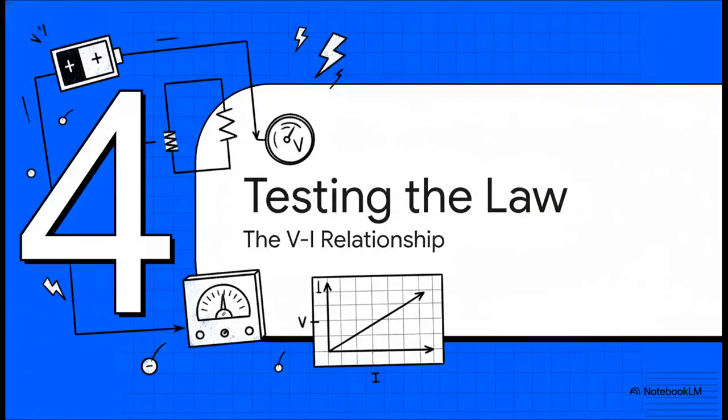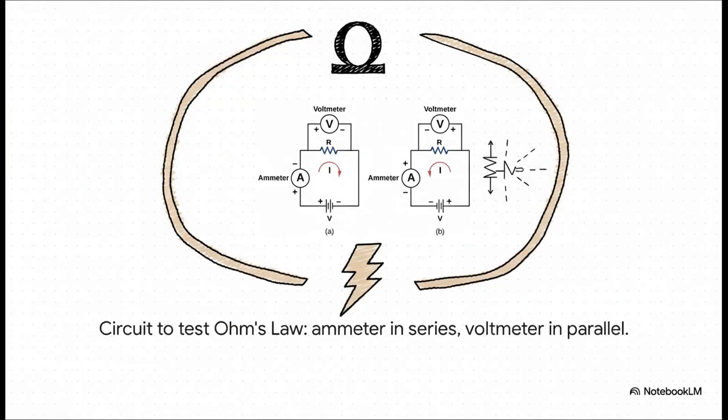So how did Ohm actually show this was true? And how could we prove it for ourselves, right here in the lab? Well, let's take a look at the classic experimental setup. Verifying Ohm's law is actually pretty straightforward. You need a variable voltage source, so you can change the voltage. Then you need an ammeter, which you place in series with the resistor to measure the current flowing through it. And finally, you need a voltmeter, which you place in parallel to measure the voltage across it.